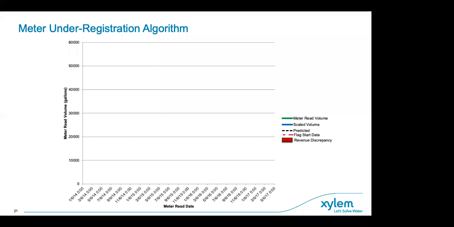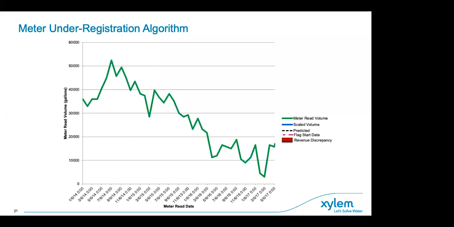So if I look again, we're talking about under registration here. This is the meter data, this is the meter read. So you can see that there's quite a drop off in consumption here, from over 50,000 gallons a month all the way down to less than 20. And it's clear to us just with the naked eye that, yeah, there's a consumption drop here, and that might be worth something for us to look at.